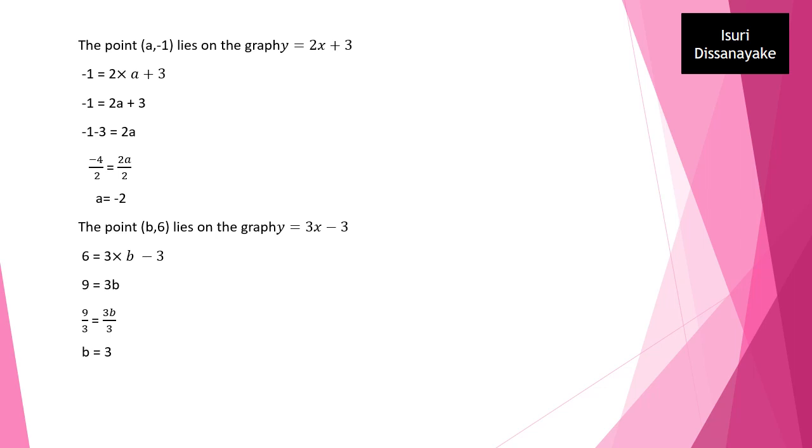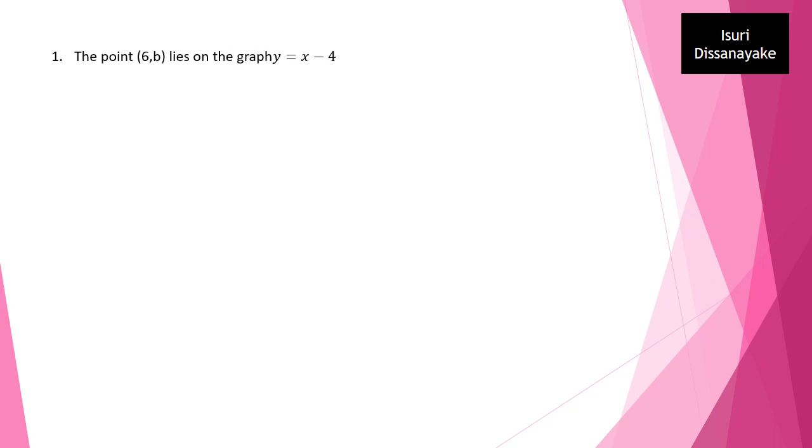Look at the next one. The point b, 6 lies on the graph y equals 3x minus 3. So you can substitute the values and see the b is equal to 3.